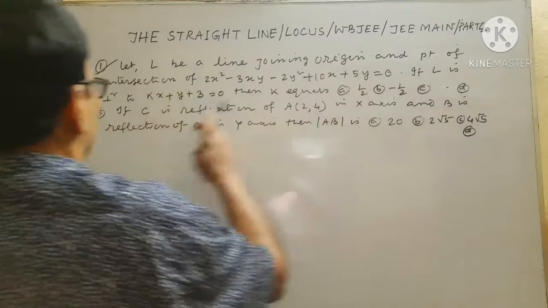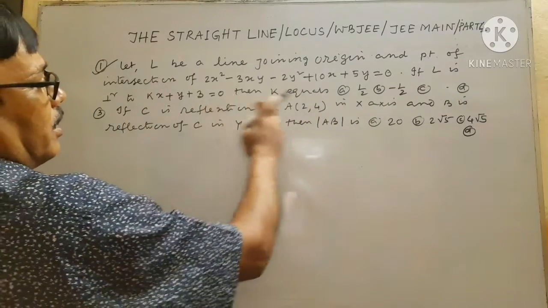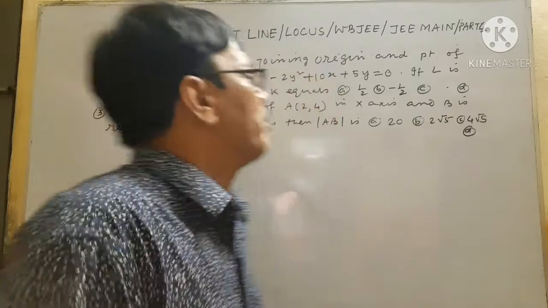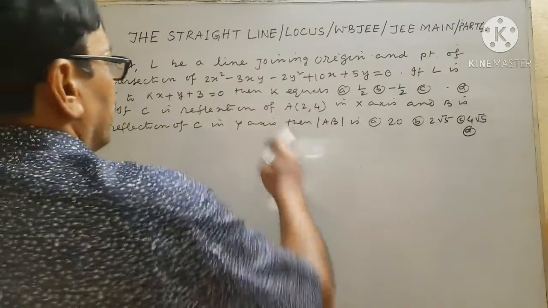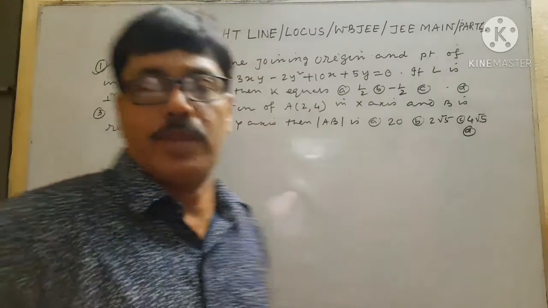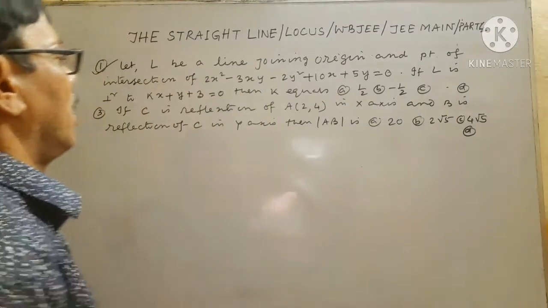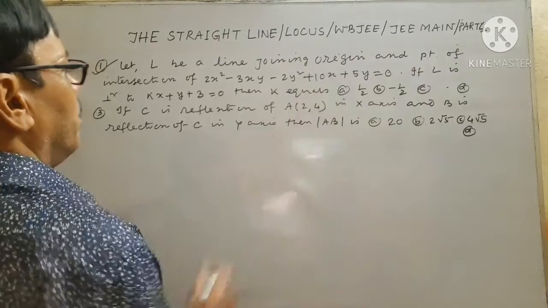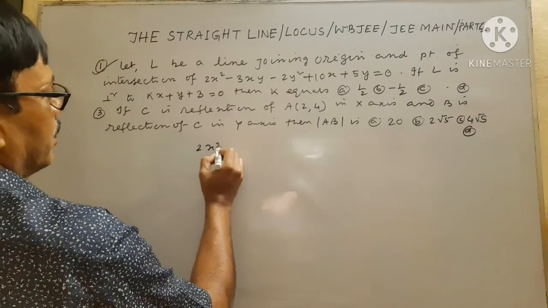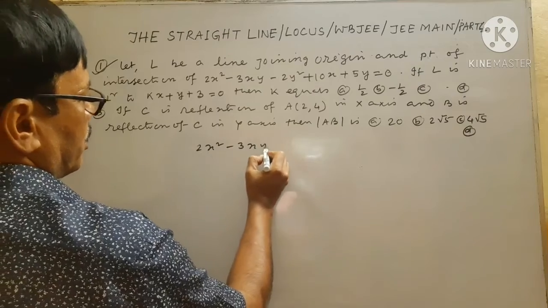If L is perpendicular to this line, then find the value of k. So directly the lines are not given. It is given in terms of a pair of straight lines. So we have to find the straight lines.